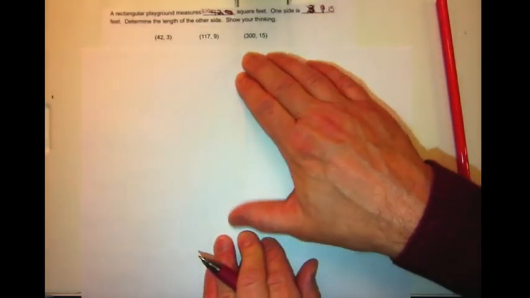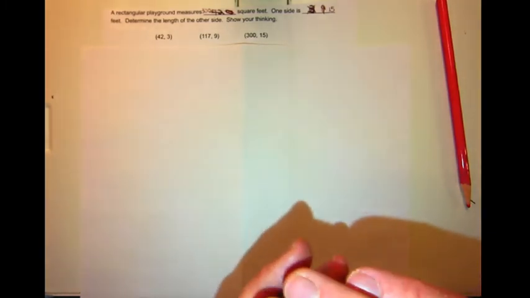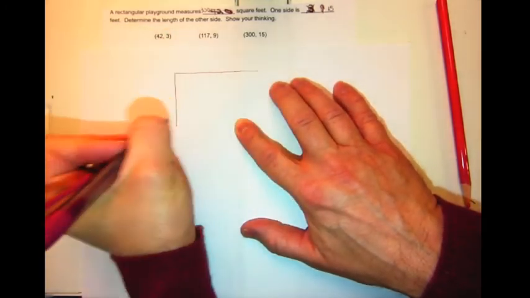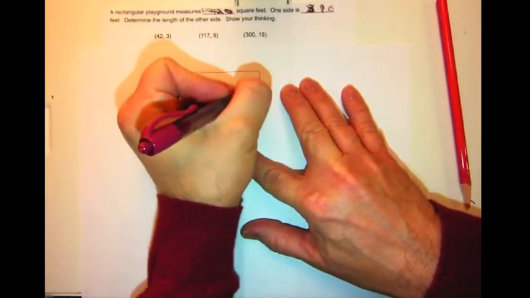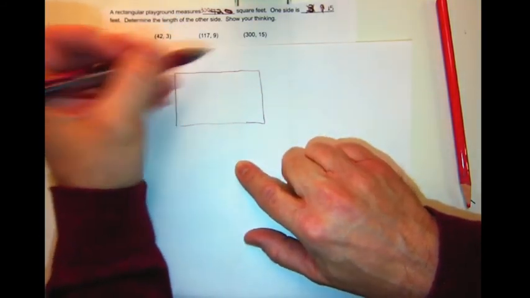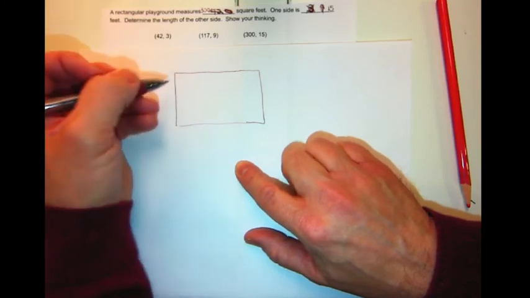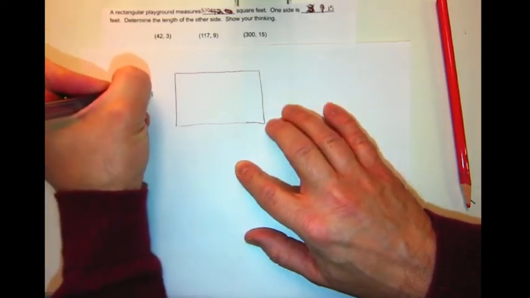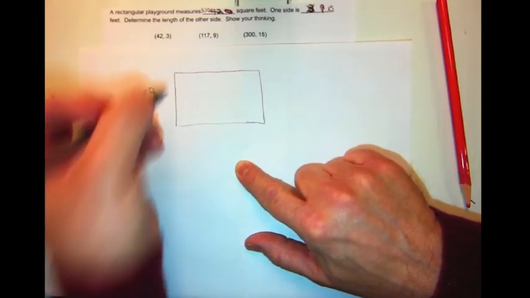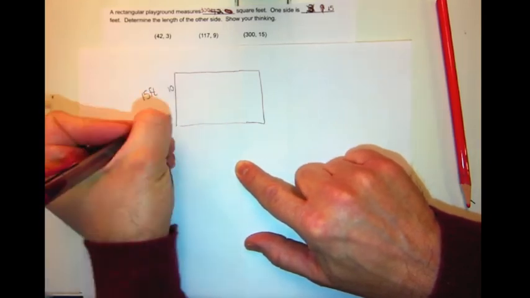So I can take what I just did, the understanding of the base 10 materials, next step being the base 10 paper, and now to a completely open area model where I'm going to draw a rectangle, because I know I have a rectangular playground. I also know that it's 300 feet, but I'm not sure how that's divided up yet. I know one side is 15 feet though. And so with my understanding of how things have worked with base 10, I can decompose that into 10 and 5.